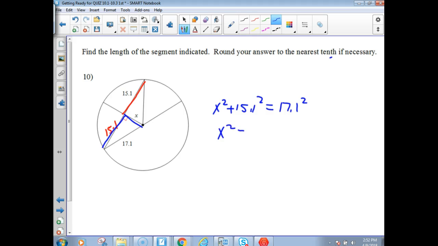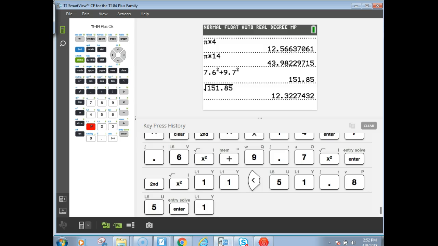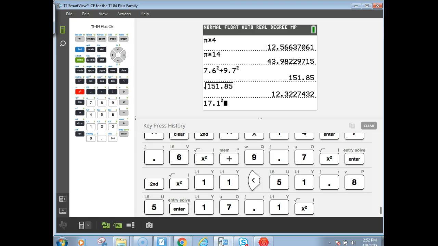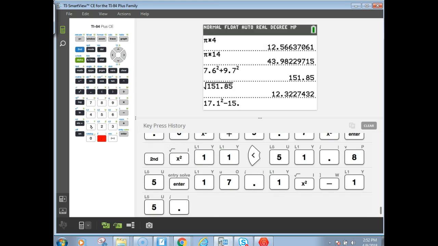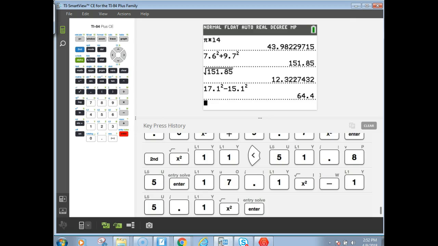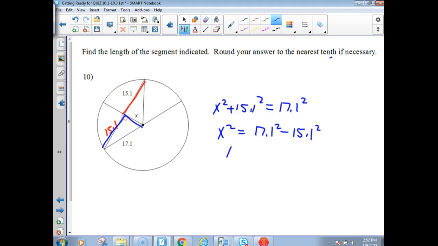So what I need to do on my calculator is 17.1 squared minus 15.1 squared. I know I have to subtract, so I'm just going to do it. 17.1 squared minus 15.1 squared. I just did that instead of writing down all those icky numbers. So I'm at 64.4, and that's X squared equals 64.4.